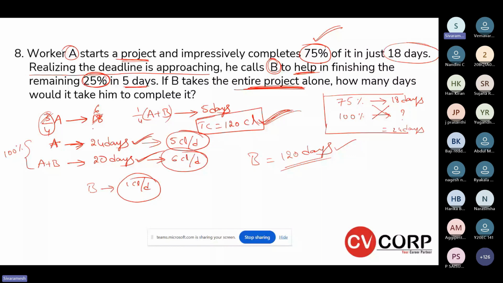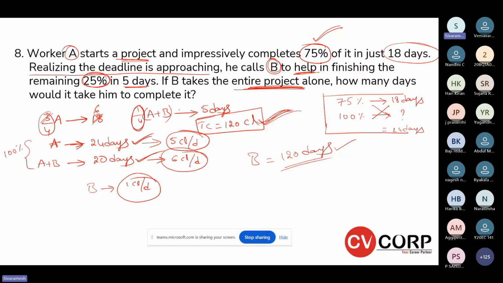And in the same case, when he realized the deadline is approaching, he wanted to take help from B. So after taking help from B, the remaining 25% of the work, they both are able to do in 5 days. So in the same way, 25% I have written as 1 by 4. So this 1 by 4th of the work is completed in 5 days. What if I give the complete 100% work? Obviously they will take 20 days, right?